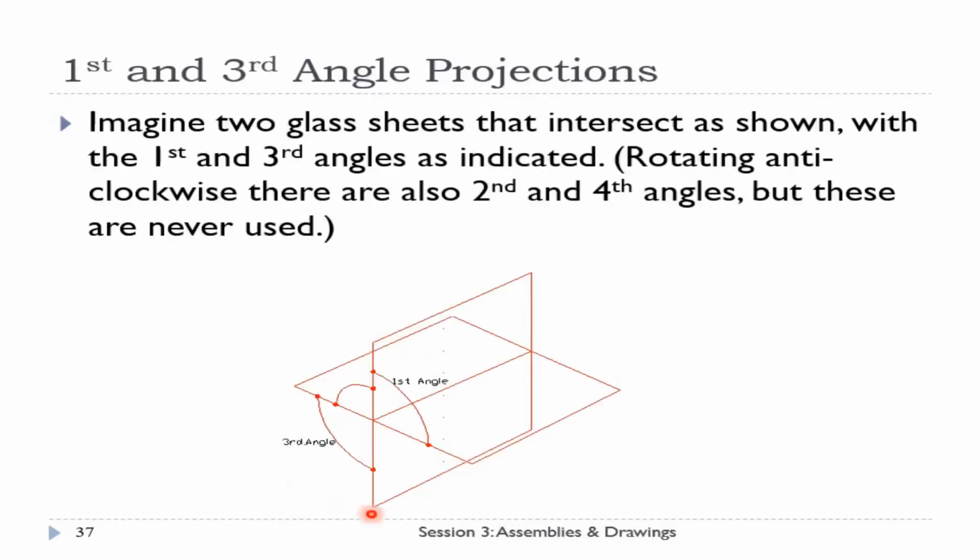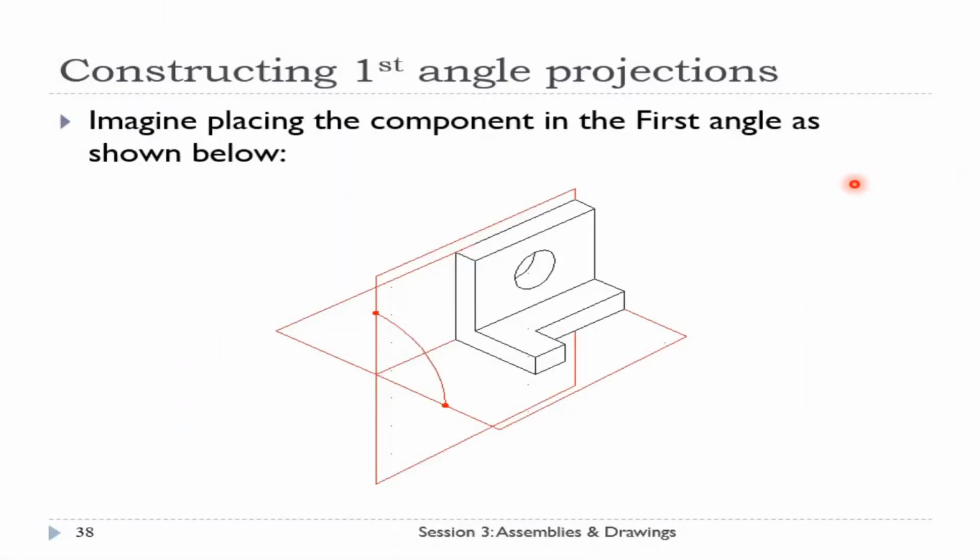in engineering. So let's imagine two glass sheets that intersect in this image. So we have different quadrants in this arrangement. So we can just use different angle quadrants, starting with the first angle and rotating anti-clockwise. There would be a second angle, third angle and fourth angle. So in general, the first and third angle are used. Second and fourth angles are never used in projection.